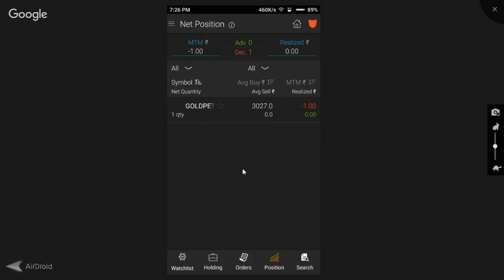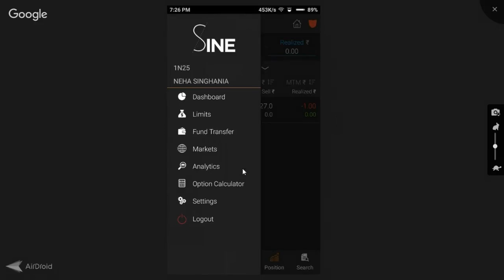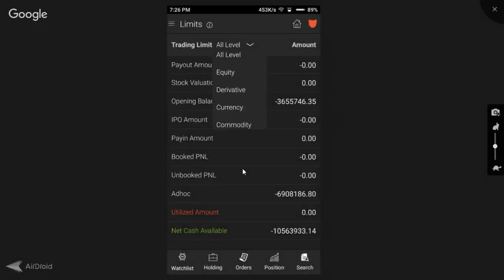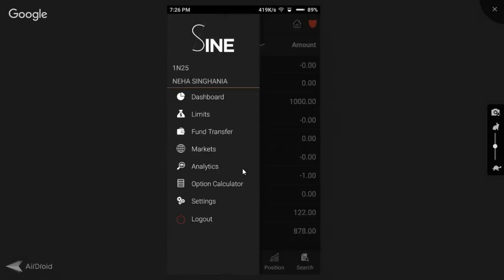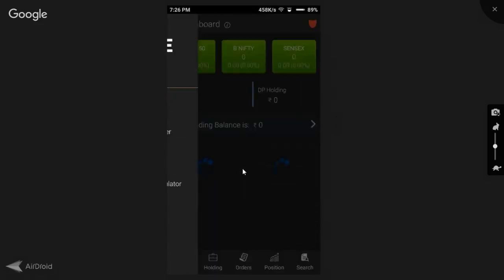All right. So lastly but not least, if I want to see how much is my limits, okay, this is the amount that is being used for commodity as well. Okay, utilized amount is only 122. Net cash available 878. If all of you remember how I explained it, opening balance minus utilized amount gives you net cash available. All right, so finally let's go back to the dashboard.